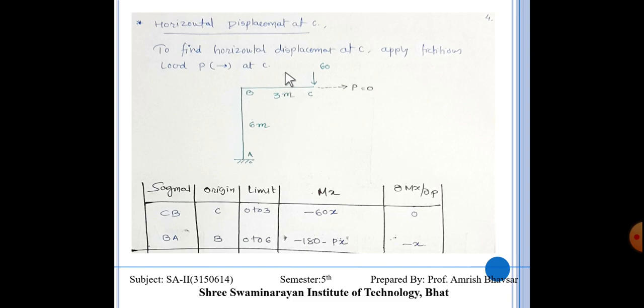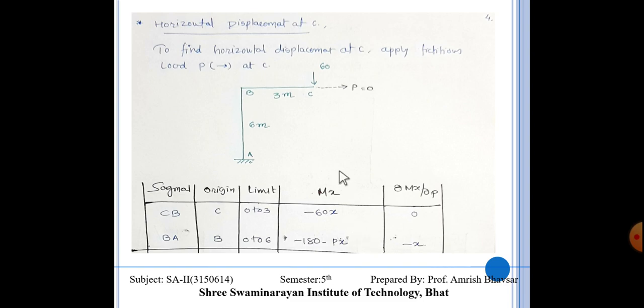Here the moment at x is equal to 60 into x, but it is minus. At B point, 60 into 3, that is 180, and P into x for here. Now here there is no P, that's why it is constant, and differentiation of a constant is 0. Here minus x. So we have this table.